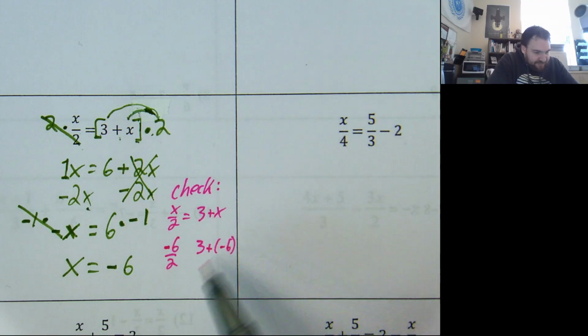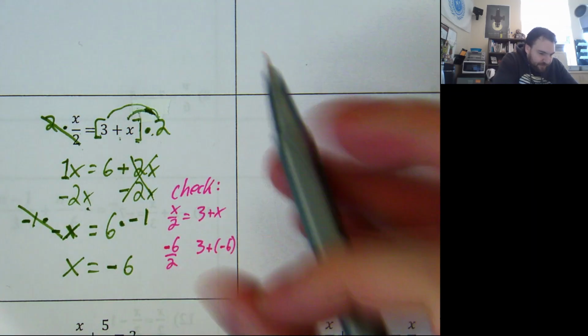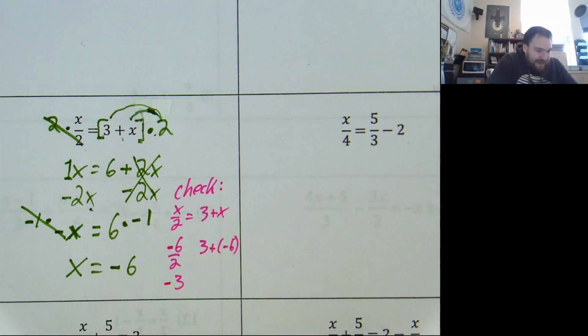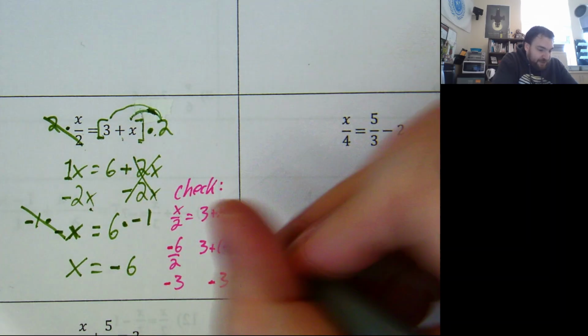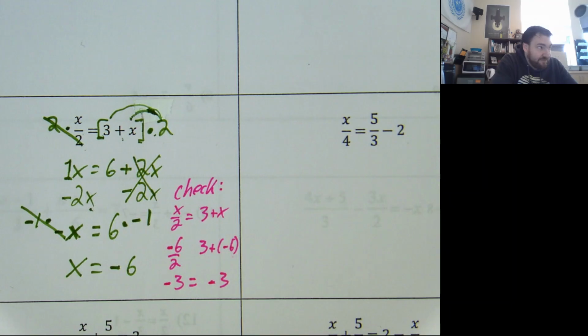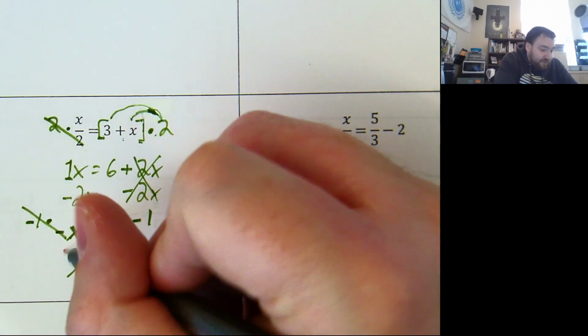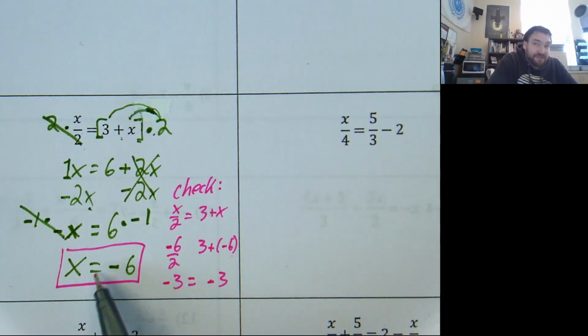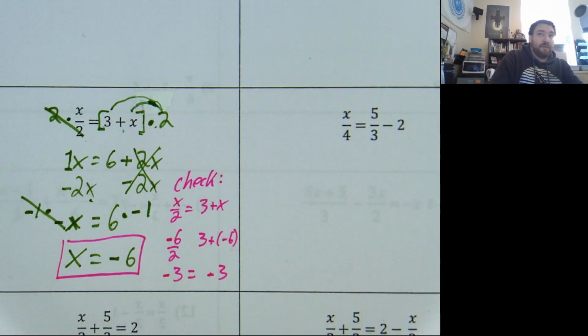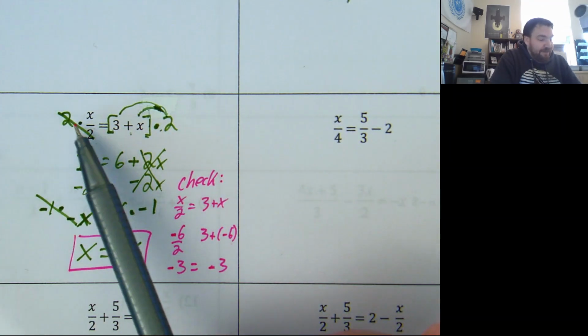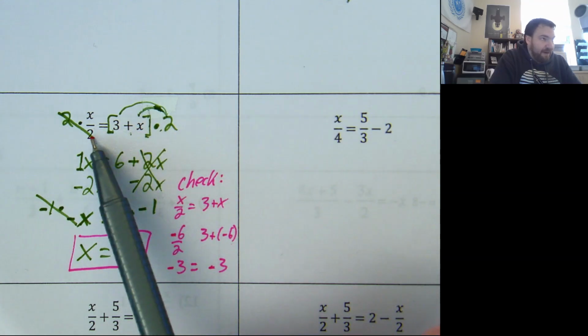Now, what's negative 6 divided by 2? That's going to be negative 3. And then 3 minus 6 is also negative 3. Is negative 3 equal to negative 3? It's not a trick question. Yes, it is. So if that's a true statement, that means this is a true statement. To get rid of the fraction, I multiplied everything on both sides by that denominator.